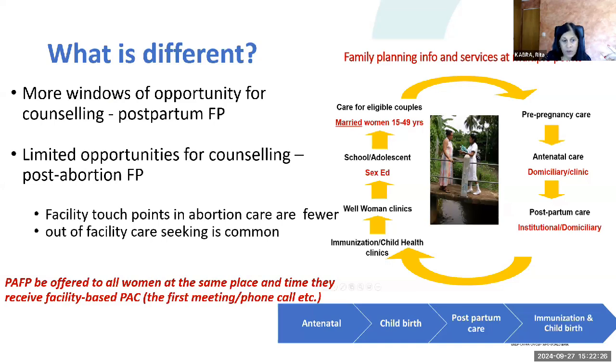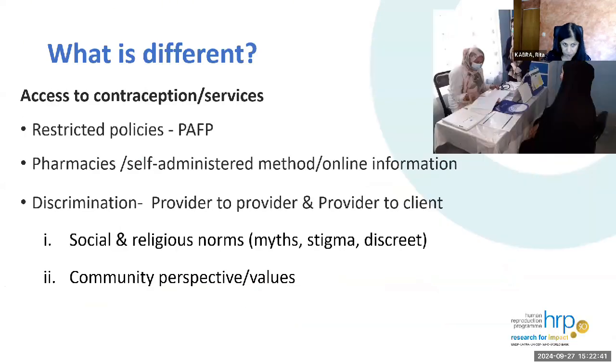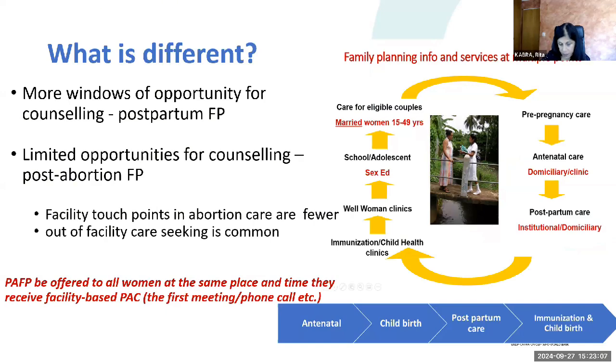The aim is to offer all women, at the same place and the time when they receive an abortion, or whenever we get to meet them, the post-abortion care services, which includes post-abortion contraception. These are other differences which you see between the two: there are restricted policies which are preventing post-abortion family planning. Post-abortion care is happening outside, and social and religious norms are stronger and preventing women, and there is a stigma associated with abortion, which we do not see so much in postpartum family planning.